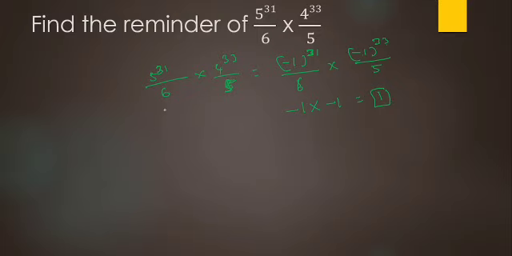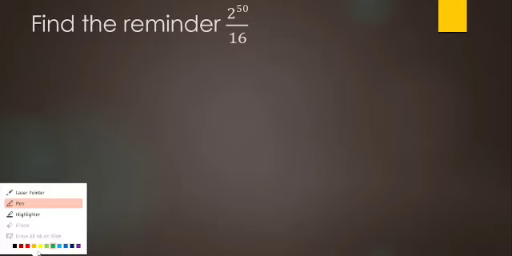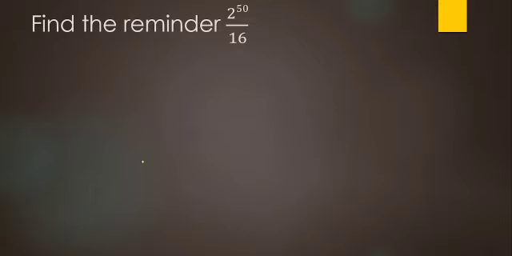I will go for the next one. So 2 to the power of 50. Now see here, so far whatever values you are getting will be 1 above or 1 below the divisor. Say for example, if you have 2, the divisor will be 3. If you have 15, the divisor will be 16, and so on. It will be 1 more or 1 less than that. But in this case, the case is very different. Now we are going to apply this.